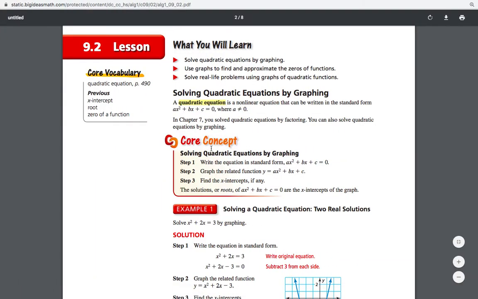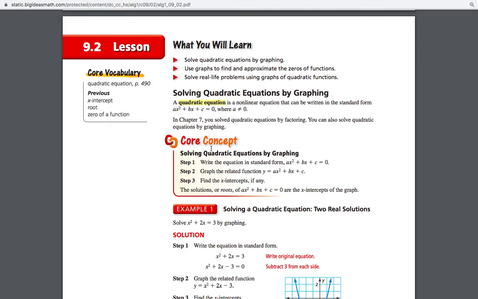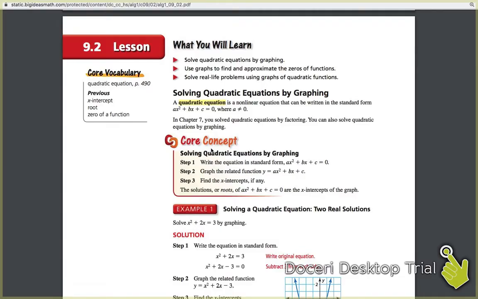All right, here we go, guys. Talking about 9.2. As I said in the note to you, the book is going to talk about solving by graphing, and we don't really need to graph. Instead, we're going to do what it says here, and we're going to factor, right?